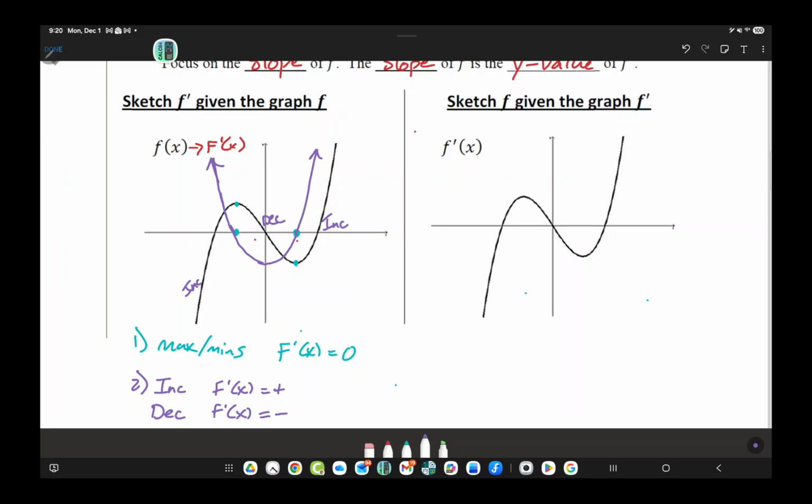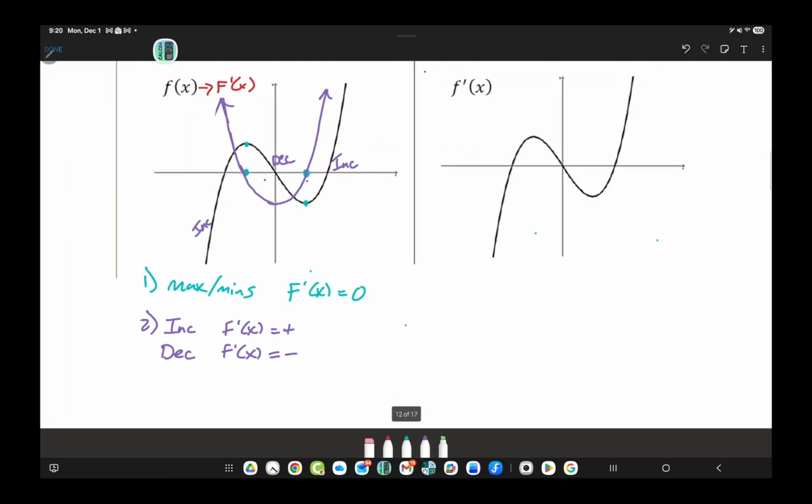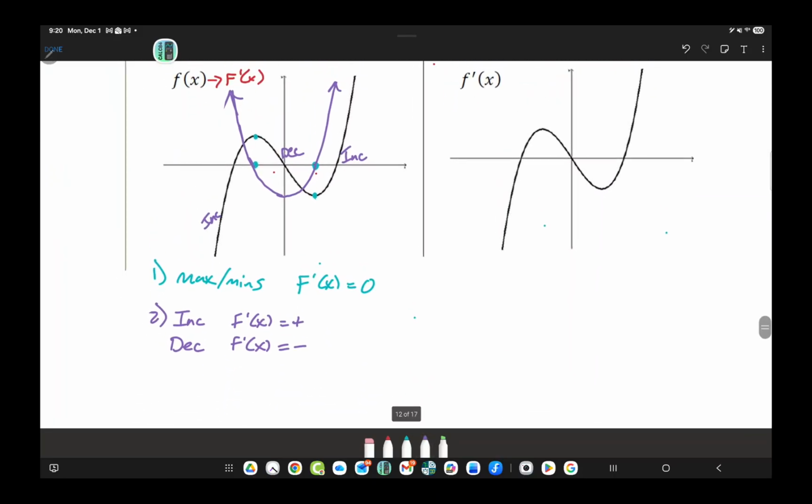Now, there are things we also need to make note of, and I'll give you a second. We have tons of time. It's a really short lesson. When you take the derivative of a function, what happens to the power of the function? It decreases by 1. Every time you take the derivative, it decreases by 1. So, since we have a certain number of turning points on our original function, how many turning points should we have on our derivative? One fewer. That's the same kind of concept.